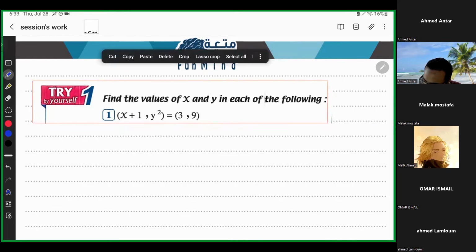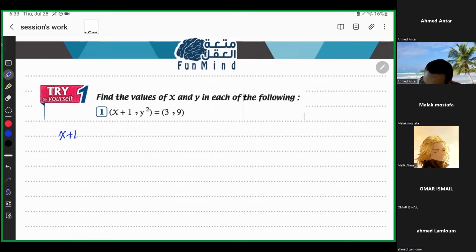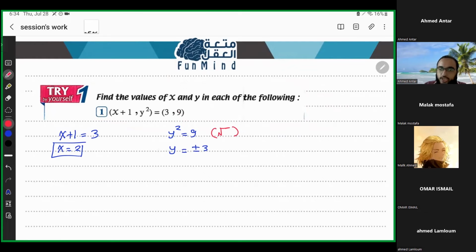So firstly, x plus 1 equals what? Equals 3. So from here, x equals 2, and this is an easy question. On the other hand side, y power of 2 equals 9. So the y equals? Positive or negative 3, because we took the square root. If you took the square root in any equation, you have to put positive or negative, okay? This is a very important note. You got that? So we have 2 values for y and only 1 value for x.